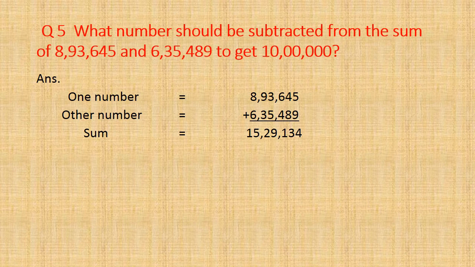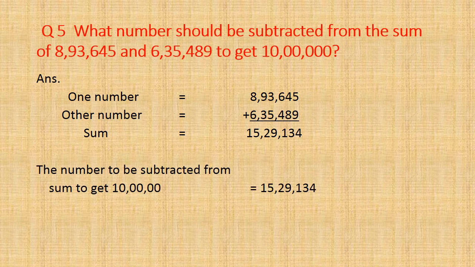Now we will subtract 10 lakh from the sum of these two numbers. So 15,29,134 minus 10 lakh. So the answer will be 5,29,134.